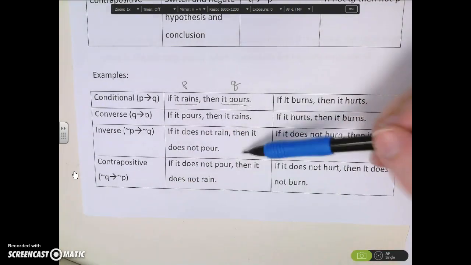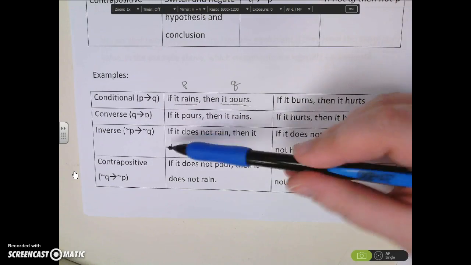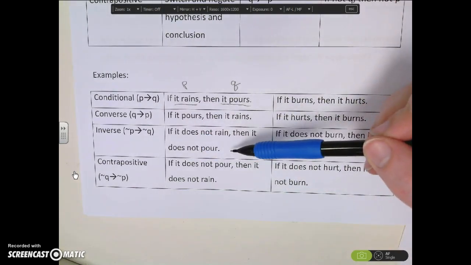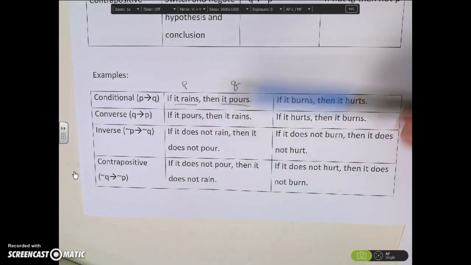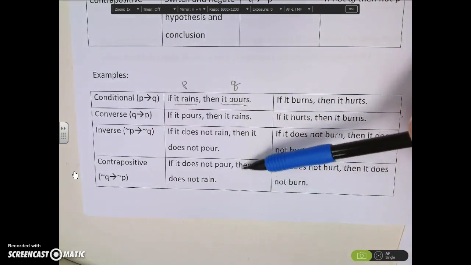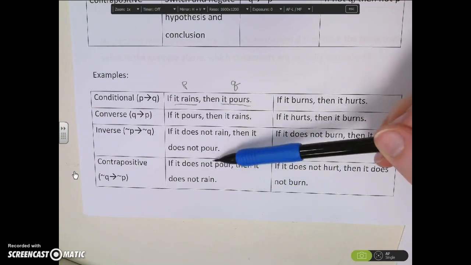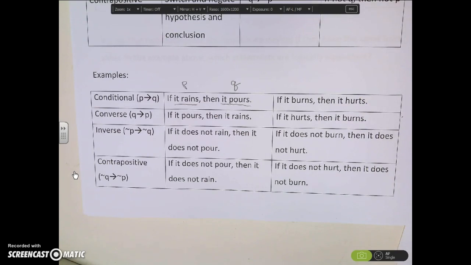And the inverse is going to take the hypothesis and the conclusion and negate both. If it does not rain, then it does not pour. And my contrapositive is going to flip and negate the first sentence. If it does not pour, then it does not rain. Not Q, then not P.